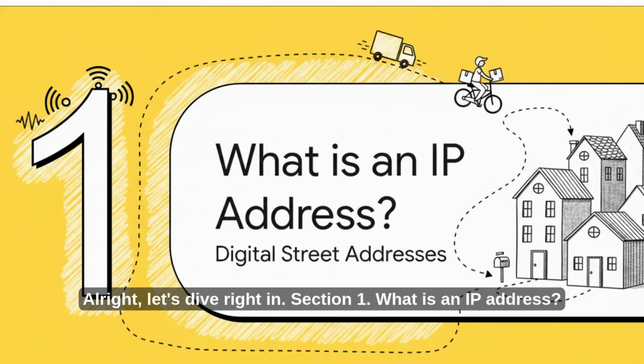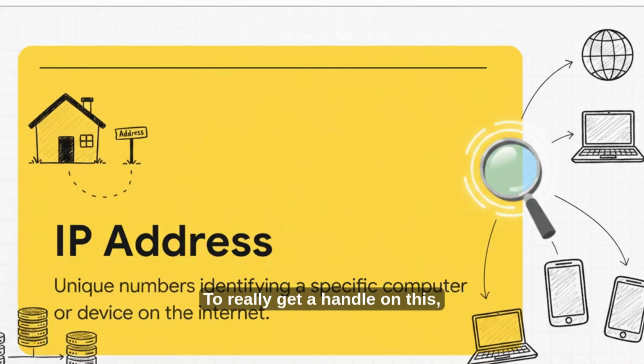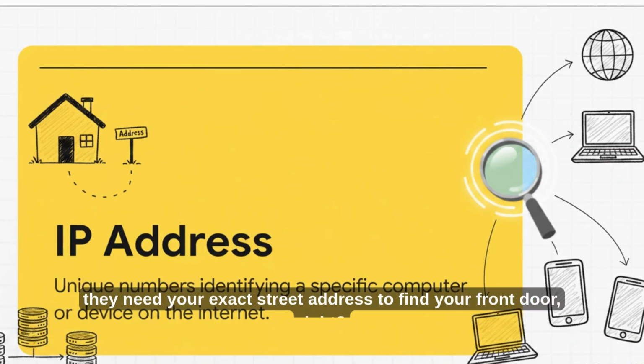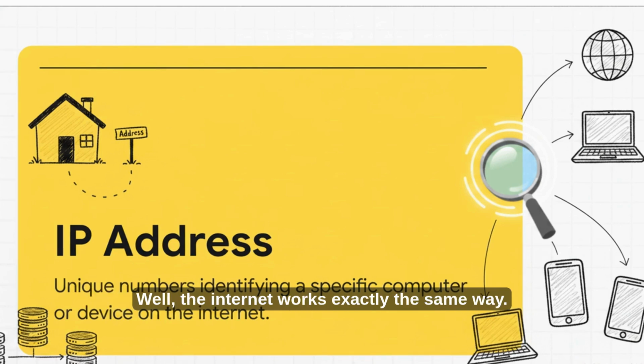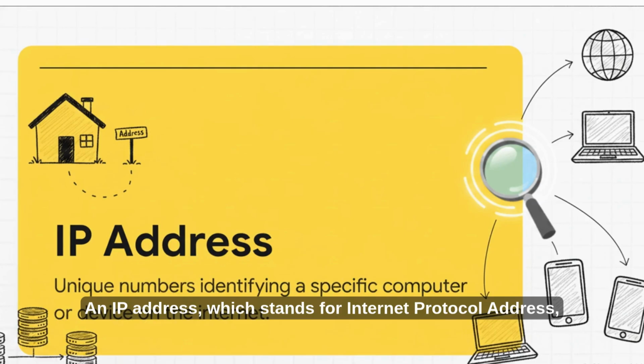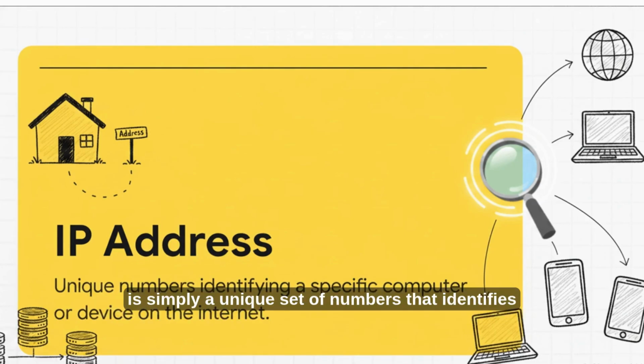Section 1. What is an IP address? To really get a handle on this, just think about where you live. If a delivery person wants to drop off a package, they need your exact street address to find your front door, right? Well, the internet works exactly the same way. An IP address, which stands for Internet Protocol Address, is simply a unique set of numbers that identifies a specific computer or device on the internet.